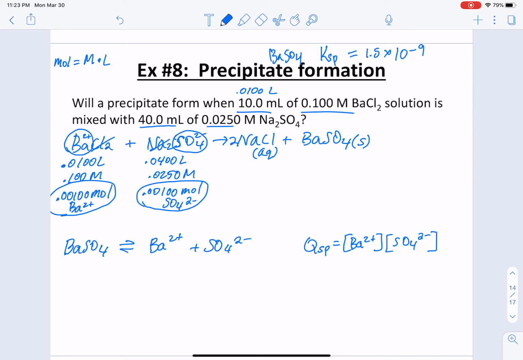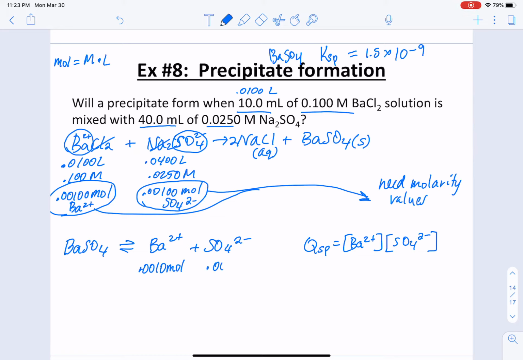Now what I want to do is plug into my QSP expression. So I'm going to take this information and use it in my QSP. However, we need molarity values to plug into our QSP expression. So my barium number of moles is 0.001 moles. And ironically, sulfate is the same, 0.001 moles.